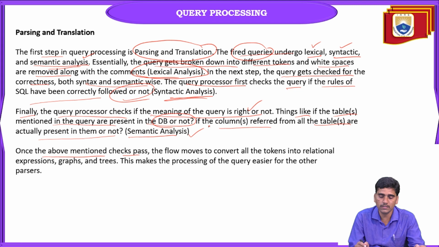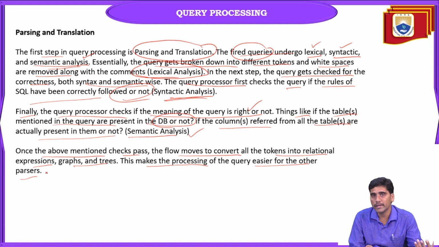So semantic analysis it has to check, syntactic analysis it has to check, lexical analysis it has to check. For all these checks, for all these test cases, it passes, then the query processing will be done. So the flow moves to convert all the tokens into relational expressions, graphs and trees. This makes the processing of the query easier for the other parsers.